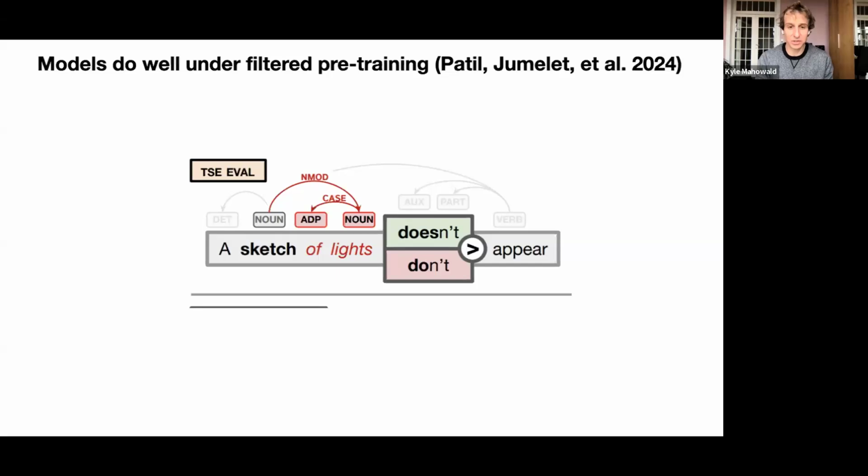And then just a week or two ago, there was this paper posted from Patil Umale et al., which was this really nice pre-training paradigm. I'll show some examples from my own group about a pre-training paradigm in a bit. They went into the input corpus and messed with the input such that you never actually see a subject modified by a prepositional phrase, like a sketch of a light doesn't appear versus a sketch of a light don't appear. Then they tested whether models still know that the verb has to agree with the subject and not the prepositional phrase item.